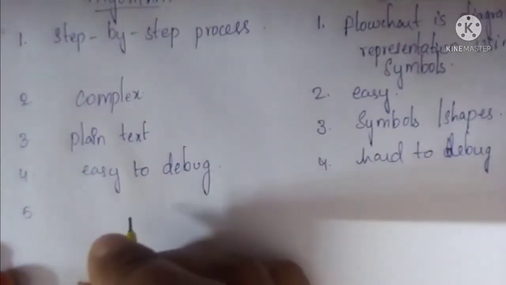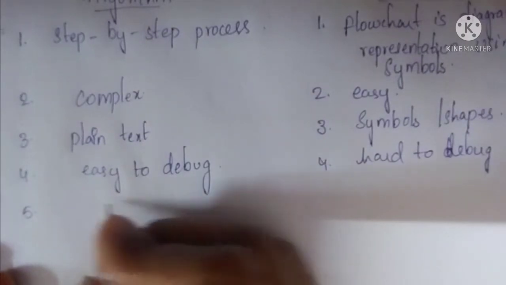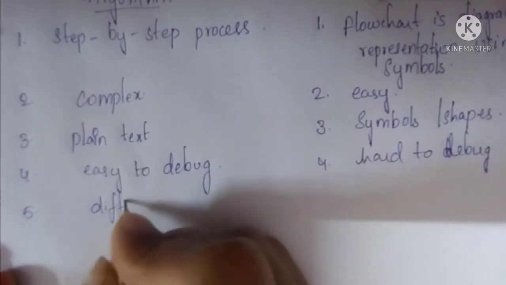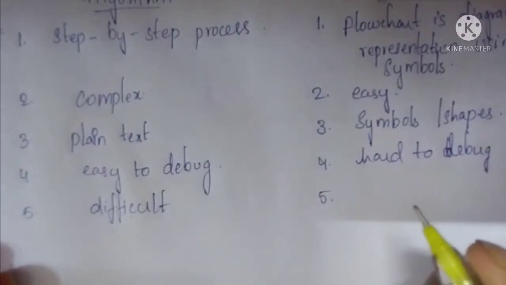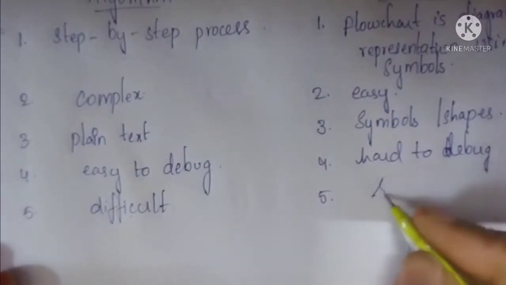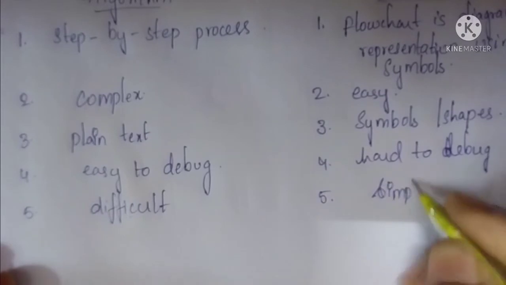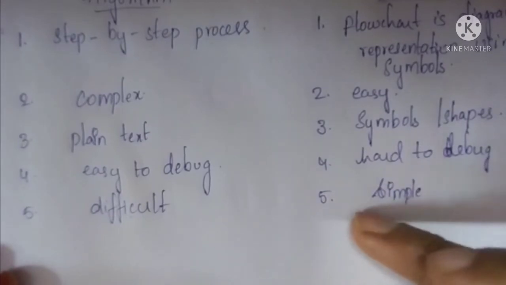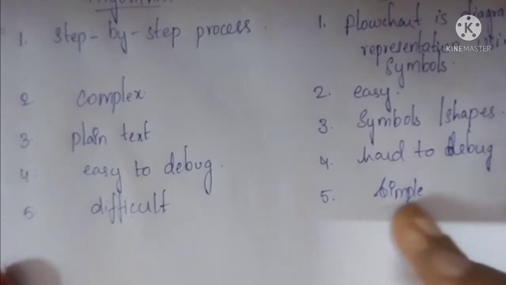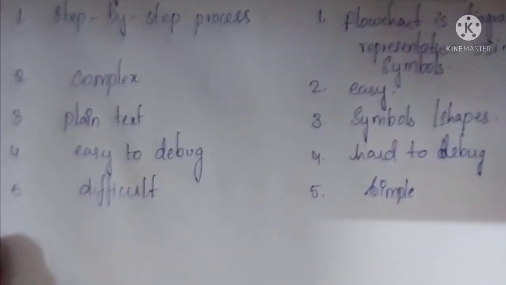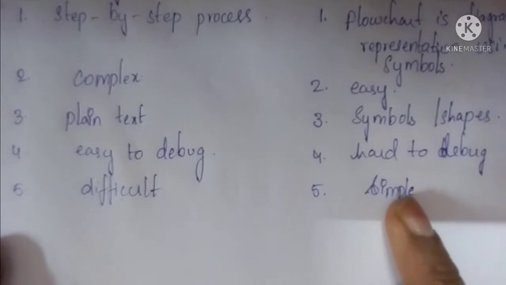Next one is, an algorithm is very difficult to construct. It is very difficult. And coming to the flowchart, it is very simple to construct. Why do we say simple? Because all the instructions we give are in diagrammatic format. So it is very easy for anyone to understand properly.